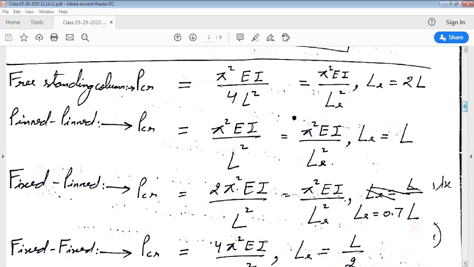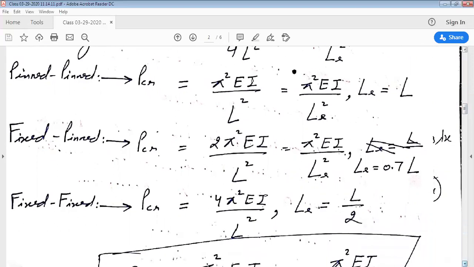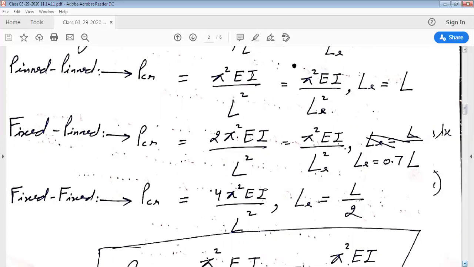For pinned, critical load is pi square EI divided by L square, and here in this case LE is equal to L. For fixed pinned, critical load is given by 2 pi square EI divided by L square, and here effective length LE becomes 0.7 into L. And for fixed column, critical load becomes 4 pi square EI divided by L square, and the effective length becomes L by 2.